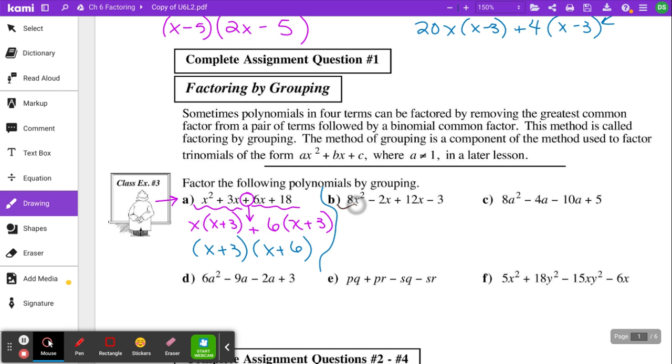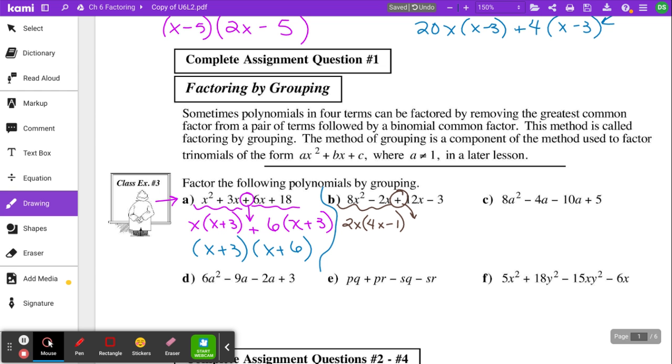Okay, look at this. See a common term? Do you? Yeah. Say yes. Yes. Okay, remove the common term. It's a 2x. Leave yourself what's left. 4x minus 1. Don't forget the 1. Put down the plus sign because at this moment, we're still just trying to figure out what we're going to do. We have 12x minus 3.